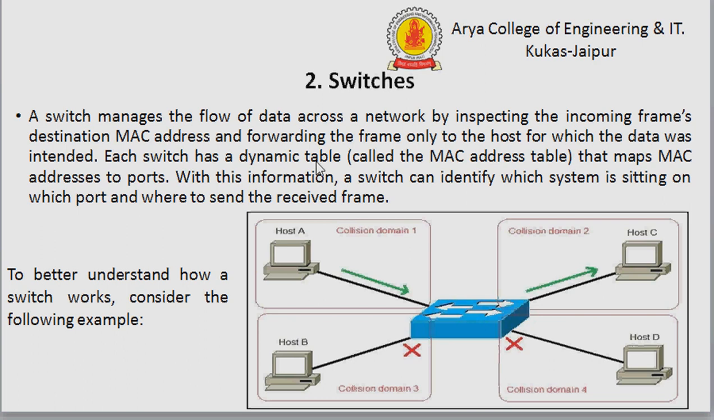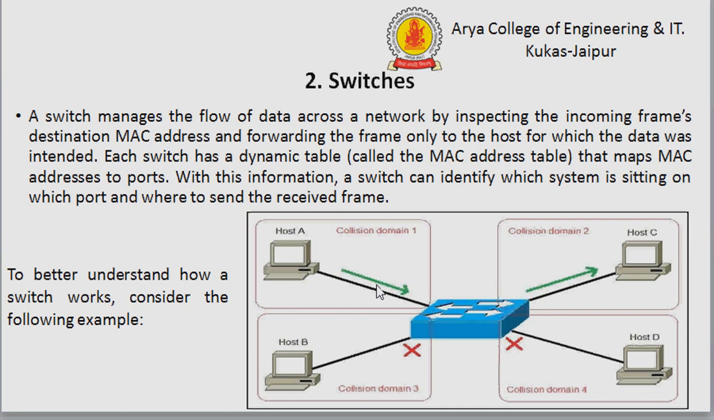A switch manages the flow of data across a network by inspecting the incoming frame's destination MAC address and forwarding the frame only to the host for which the data was intended. Each switch has a dynamic table called the MAC address table that maps MAC addresses to ports. With this information, a switch can identify which system is sitting on which port and where to send the received frame.